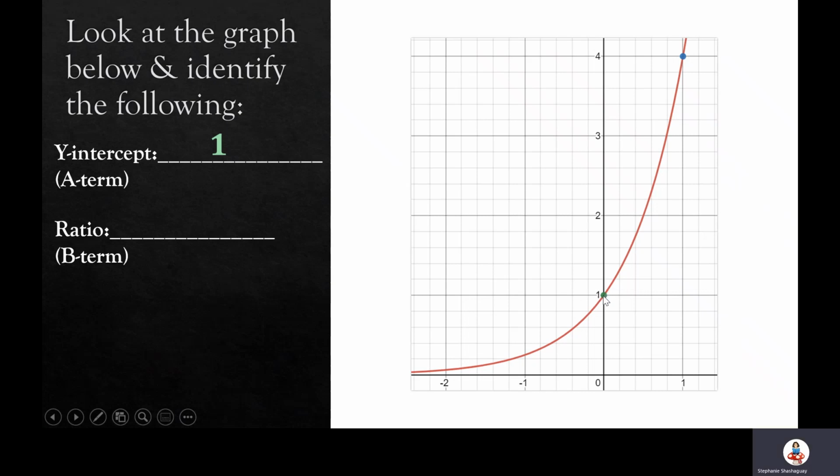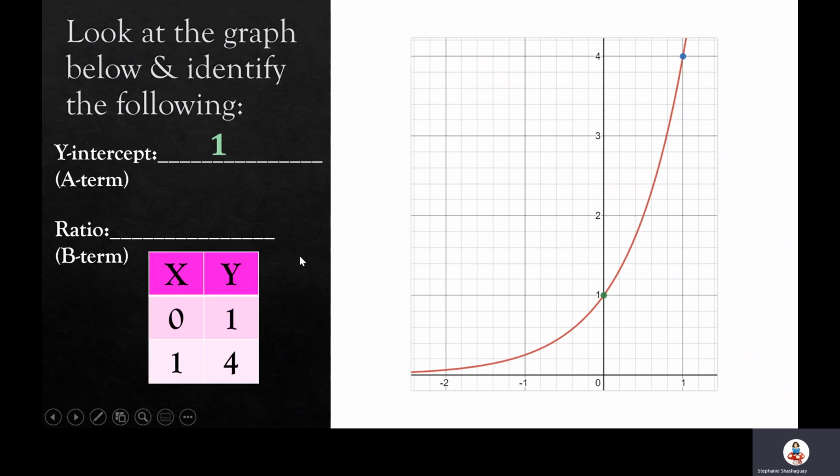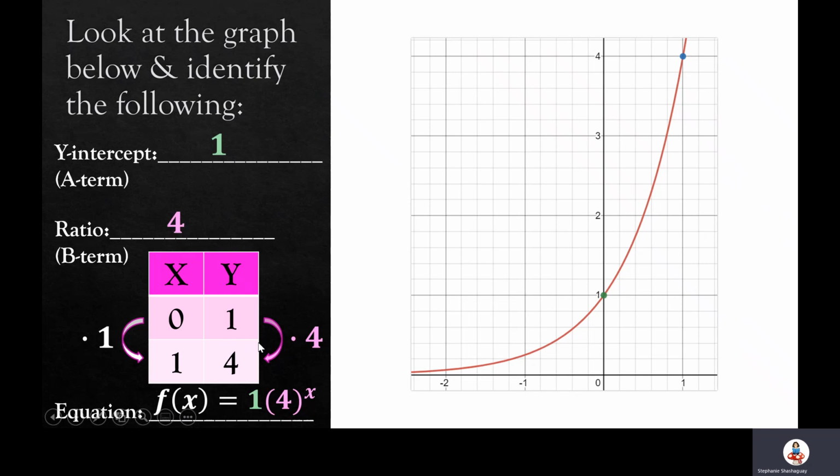How did I have a y value of 1 and then have a y value of 4 on my next x point? Well, I went from (0, 1) to (1, 4), which means that my ratio here is going to be 4. So now to write my equation, I'm going to have f of x is equal to 1, which is my y-intercept, times 4 to the power of x. Now here, you don't have to have that 1. It is likely that you will not have that y-intercept listed if it is in fact 1.